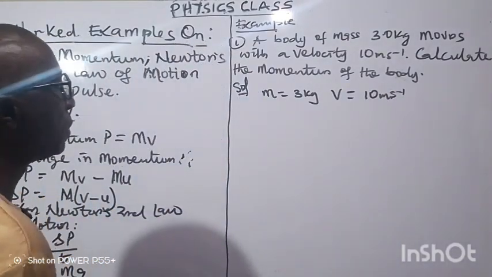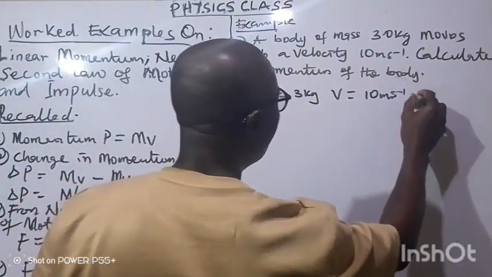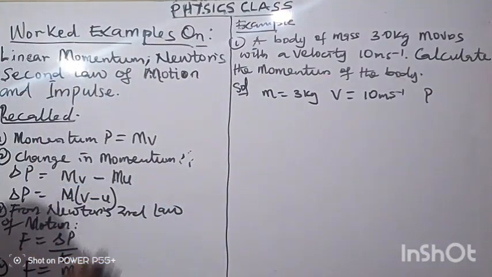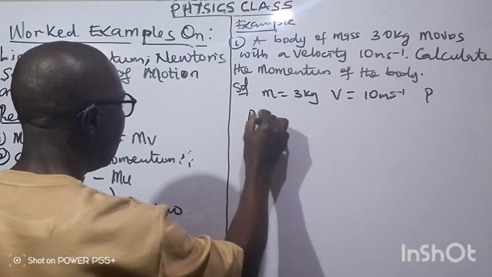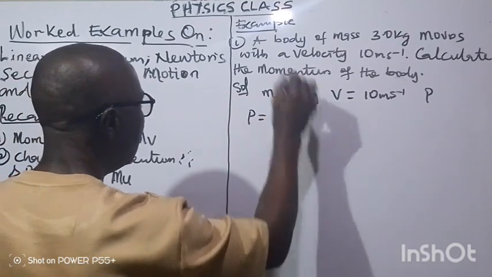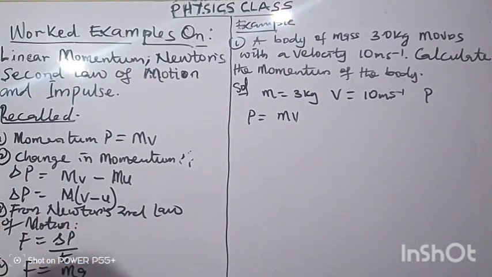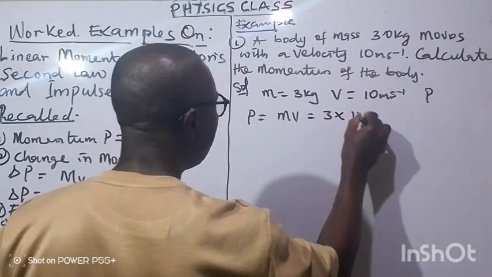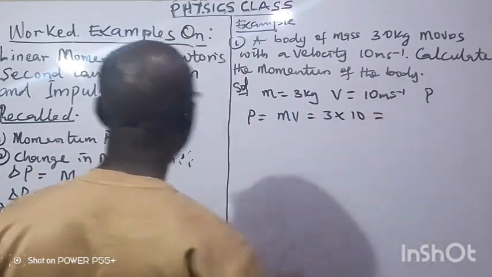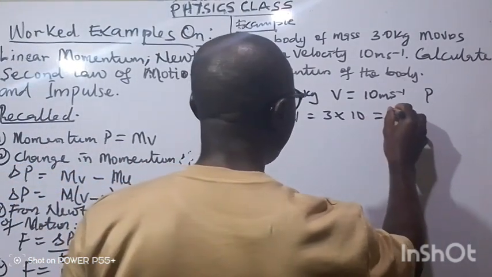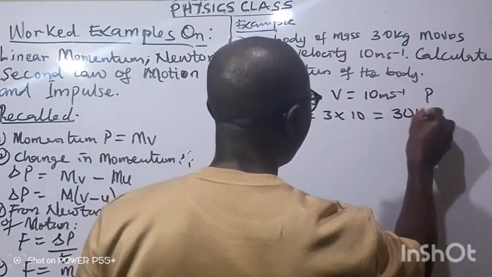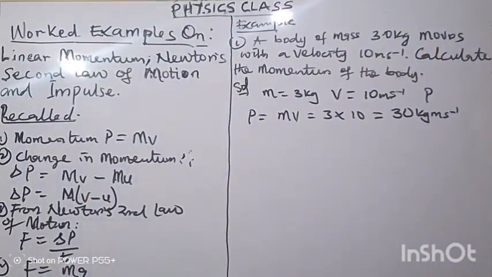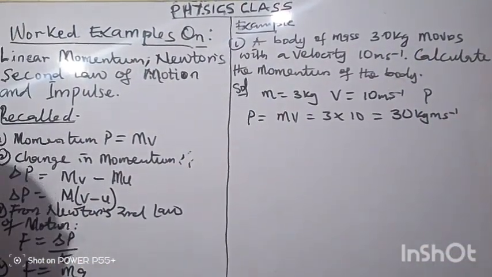Then, what else is given? We have to calculate momentum, that is P. So from the formula on the board, our momentum P will be equal to mv, that is mass times velocity. So that's 3 multiplied by 10. The momentum of this body will be equal to 30 kilogram meter per second. That is example 1.